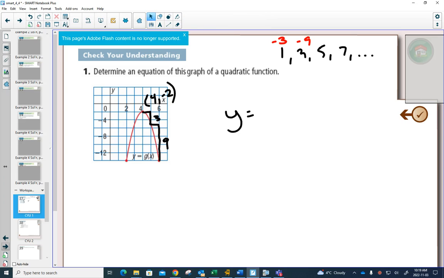In our equation, then, we will have a negative 3 first. Where's our vertex? 4 to the right. And 2 down. Here is our equation.